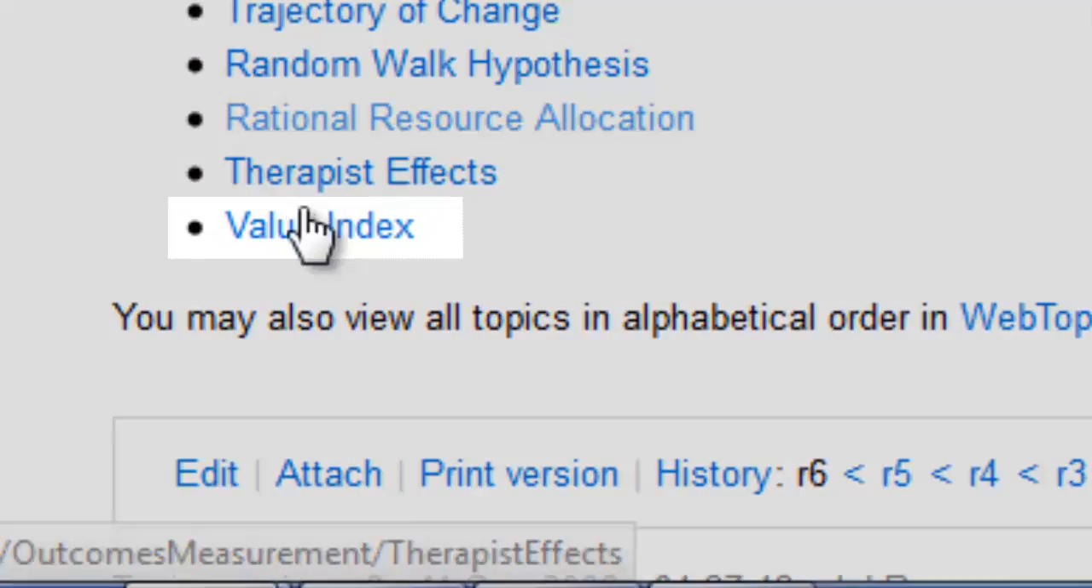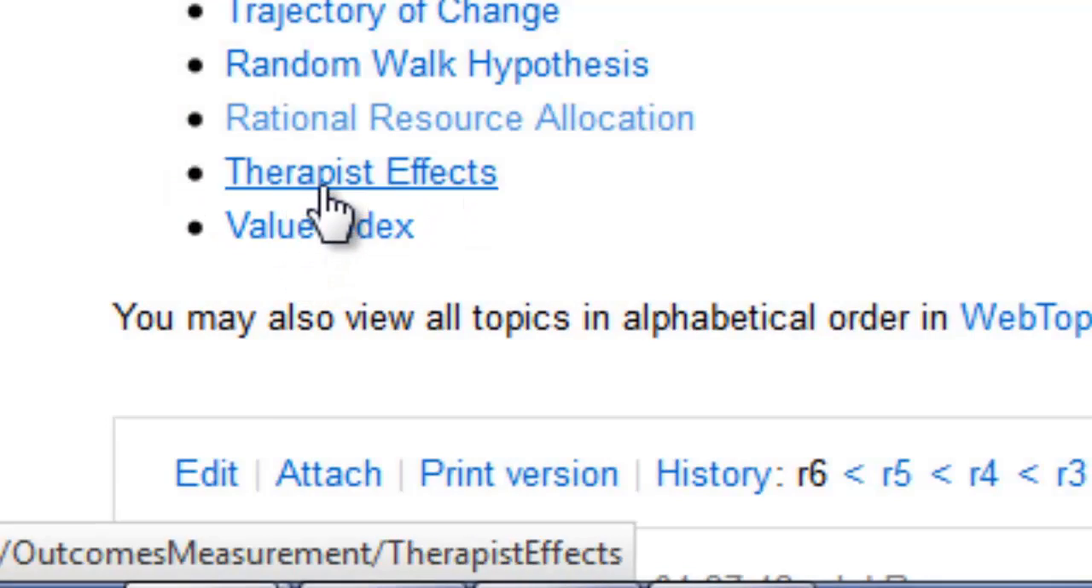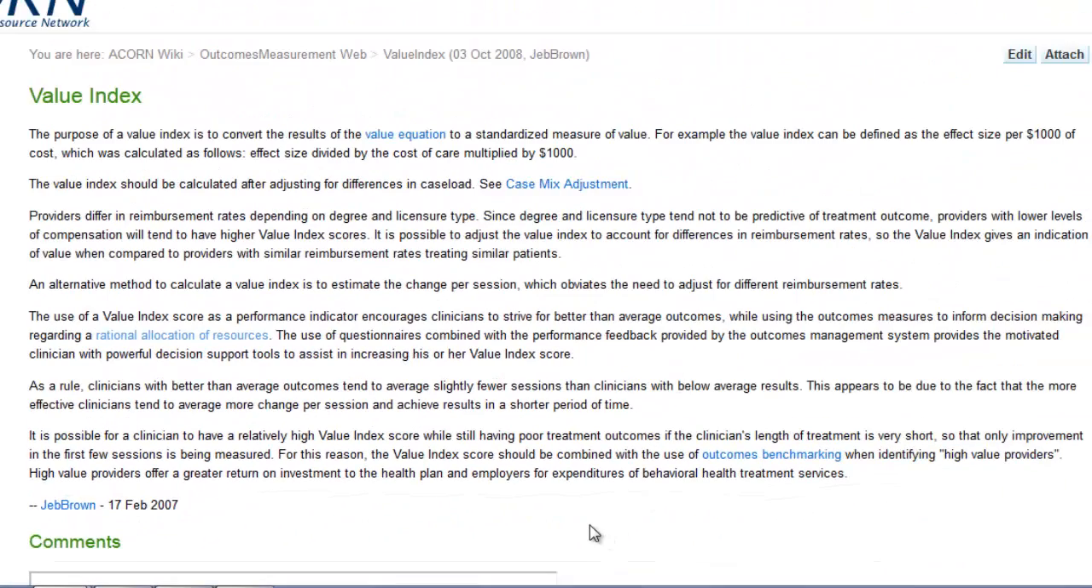Ultimately, this all leads up to the idea of value and value index. Not only are we then reporting what the outcome is, or how much improvement we get, but we're looking at what is our bang for the buck. When we go back to our employer or health plan, how do we show what they got for the dollar spent? And how do we demonstrate the value of the clinician? Since we know that clinicians really are what drive the outcomes, effective clinicians are really high-value clinicians.